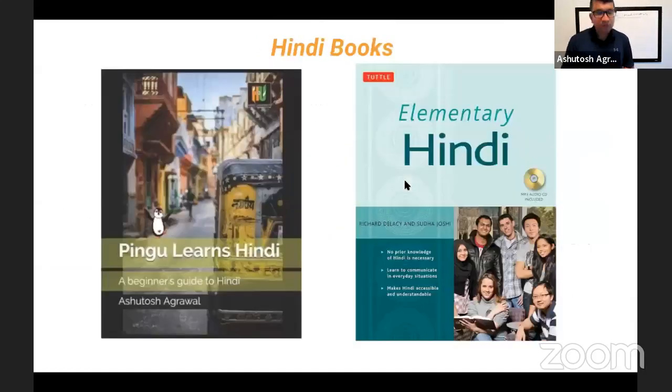As you know, this year we've been following two books, Pingu Learns Hindi, which is a book for complete beginners, and Elementary Hindi. Pingu Learns Hindi is by Hindi University, and Elementary Hindi by Professor Richard Delacy and Sudha Joshi. Richard Delacy is also a Hindi professor at Harvard University. We finished all the chapters of Richard Delacy's book. Now we are going over the special sections in the Delacy book.